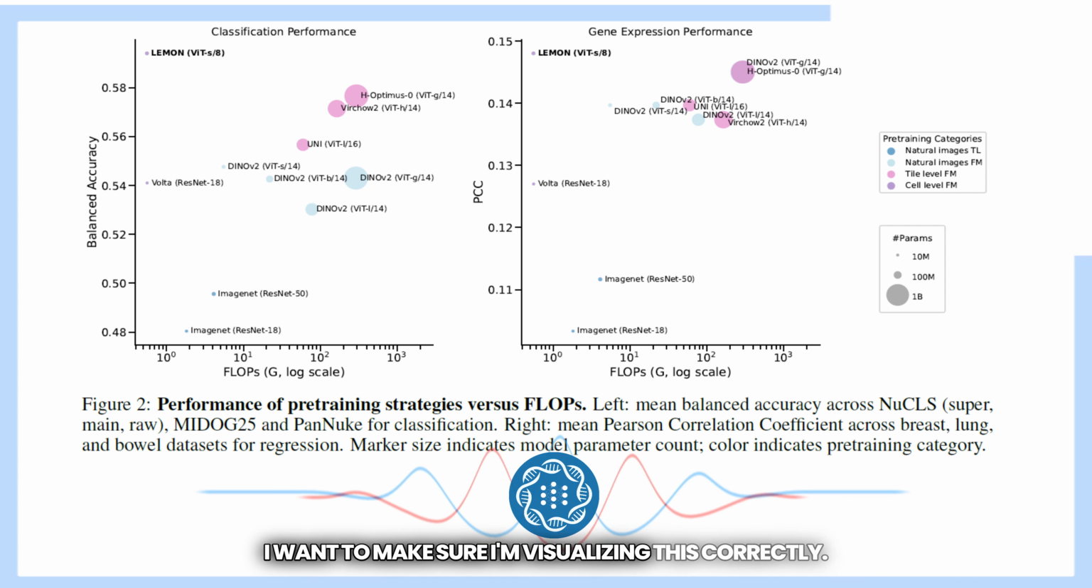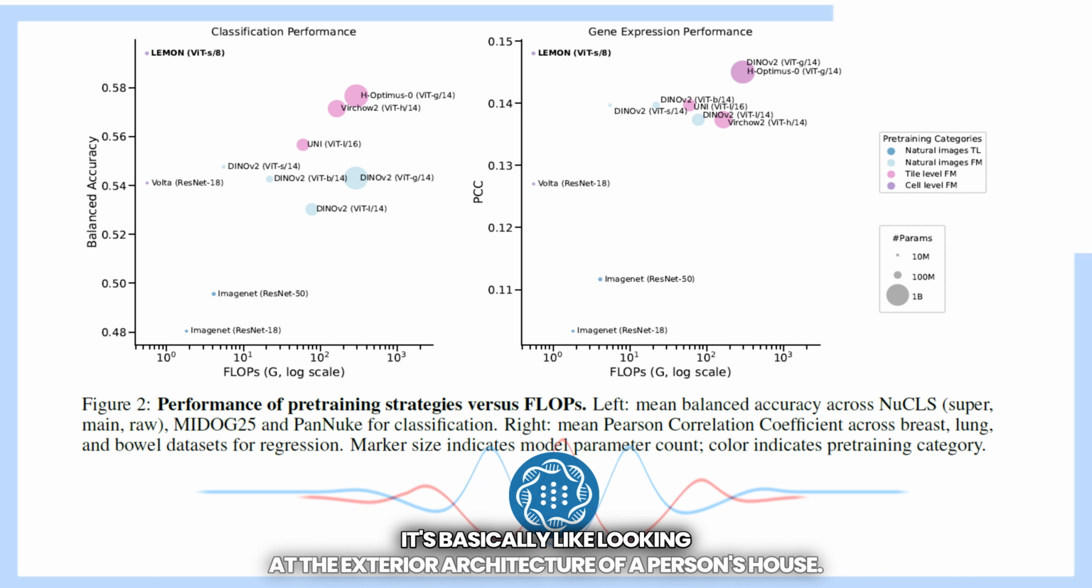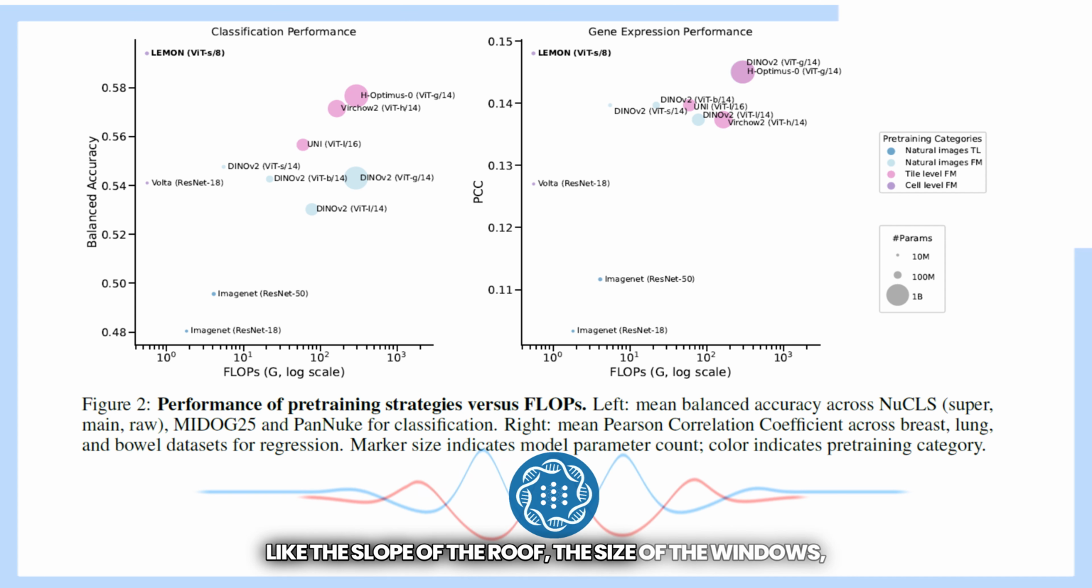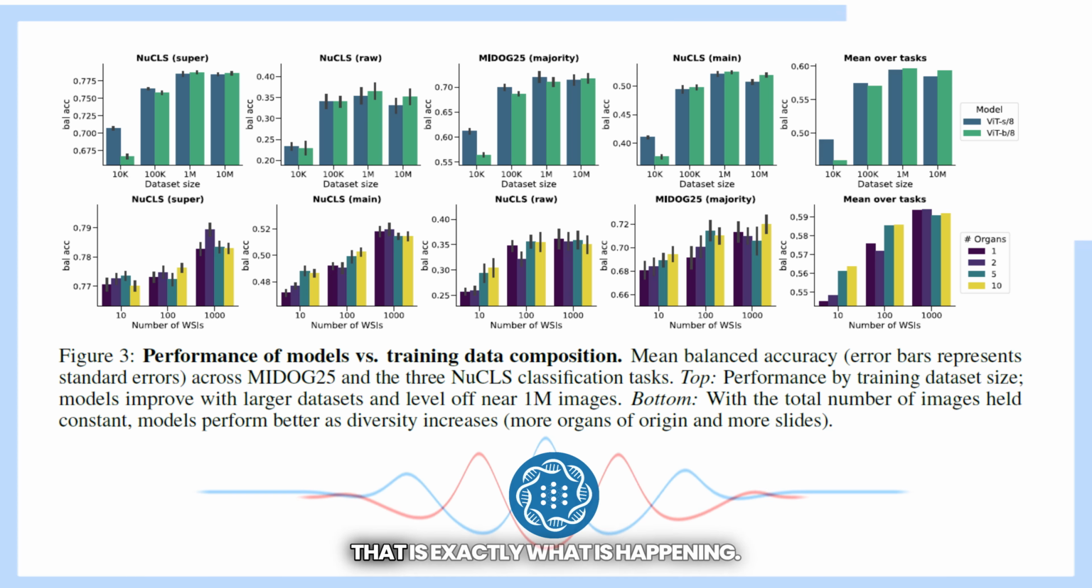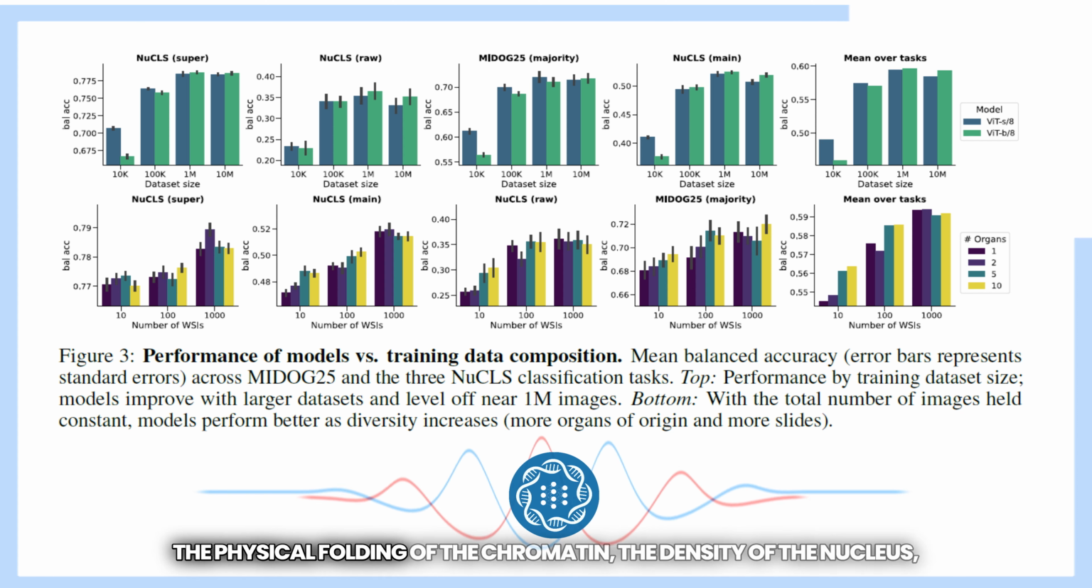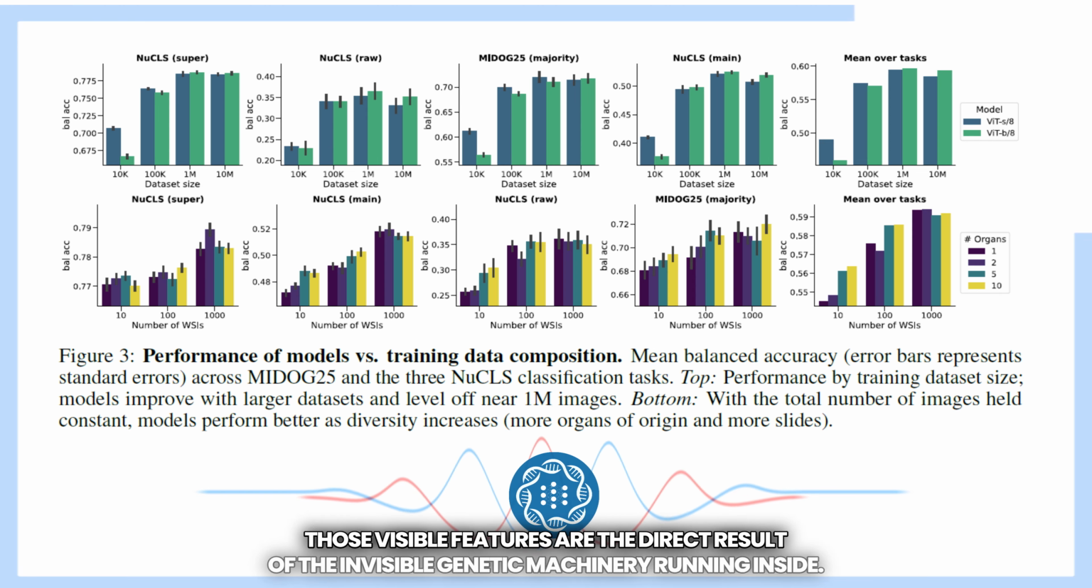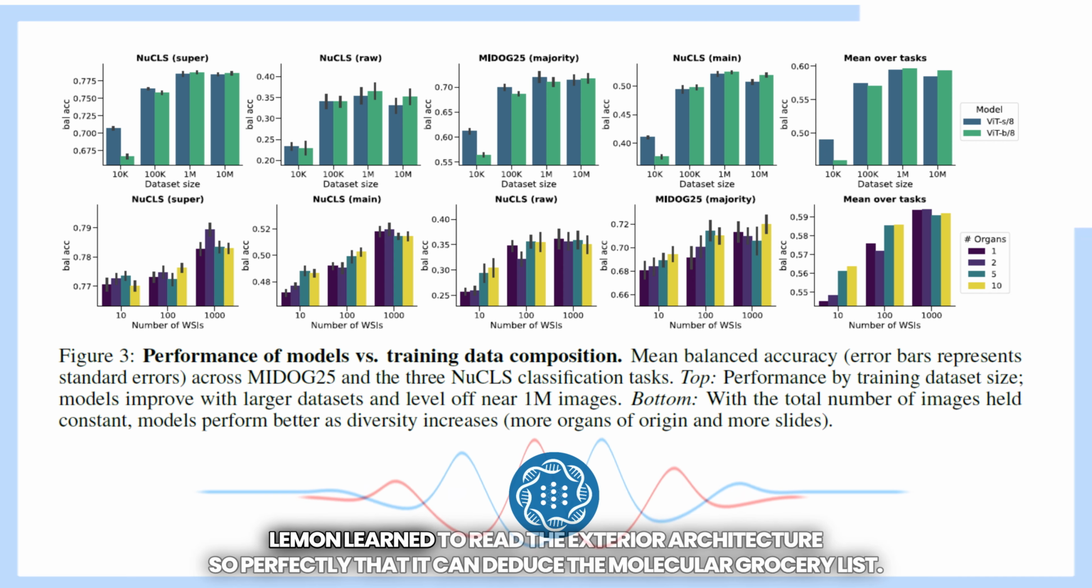I want to make sure I'm visualizing this correctly. It's basically like looking at the exterior architecture of a person's house, like the slope of the roof, the size of the windows, and using nothing but that outside shape to perfectly predict their grocery list inside the refrigerator. That is exactly what is happening. The physical folding of the chromatin, the density of the nucleus, those visible features are the direct result of the invisible genetic machinery running inside. Lemon learned to read the exterior architecture so perfectly that it can deduce the molecular grocery list.